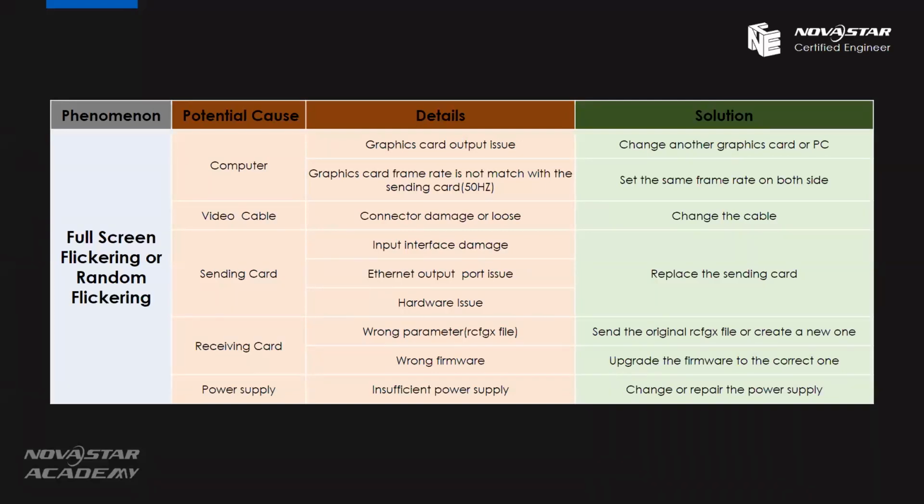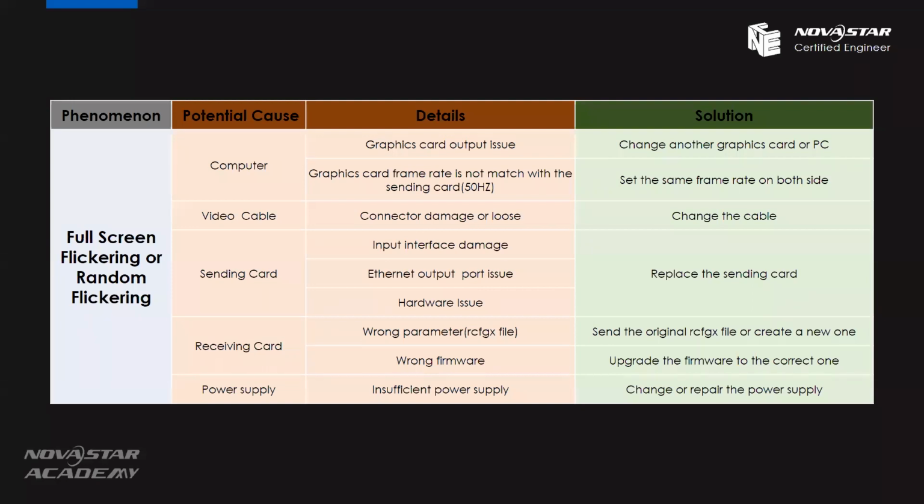And then regarding the video cable, it could be bad quality, so we may need to change to a new one. And for the sending card, maybe it's an input interface damage, or maybe it's an Ethernet output port issue, or maybe a hardware issue. There are some components inside this device that do not function. And for the receiving card, it could be the wrong RCFGX file, or it could be the wrong firmware. So what we have to do is send a correct RCFG file, or create a new one, or maybe we can try to upgrade the correct firmware to the screen.